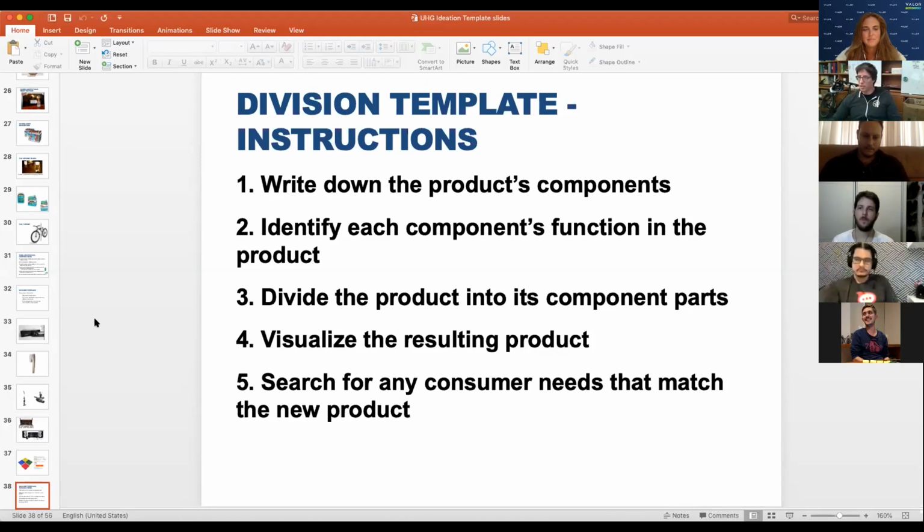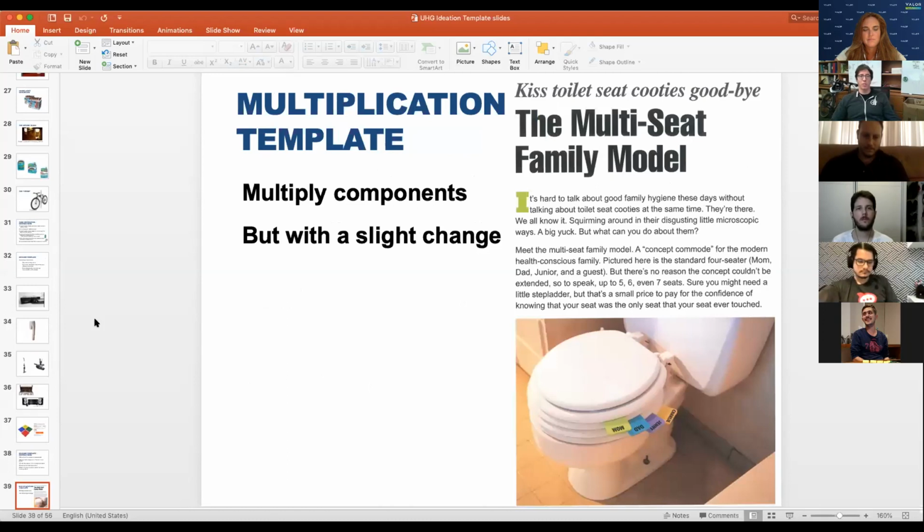Okay, so now we did division. If we have division, we're obviously going to have multiplication, right? So what I do with multiplication is I take a component and I multiply it once, twice, 3 times, 4 times, but each time with a twist, right? You see these toilets here, it looks like it's just a bunch of toilet seats. No, it's toilet seats with different labels. One for each different kind of butt in the family, all right?